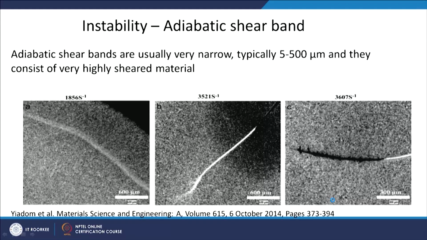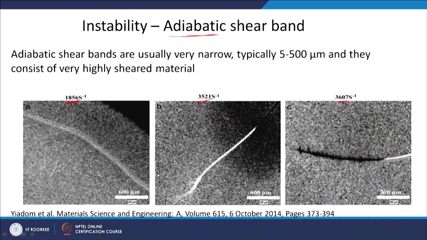For example, a few images are given here. This is an image of adiabatic shear bands. These are very narrow, typically 5 to 500 micron, and they consist of very highly sheared material. As the name suggests, they happen because of adiabatic heating. When you are deforming at very high strain rate, the strain rate is mentioned here, 1000 per second, 3000 per second.